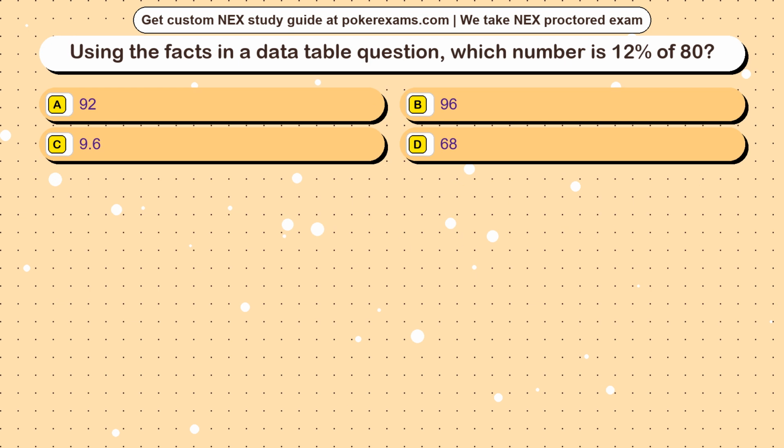Question 16. Using the facts in a data table question, which number is 12% of 80? Option A, 92. Option B, 96. Option C, 9.6. Option D, 68.